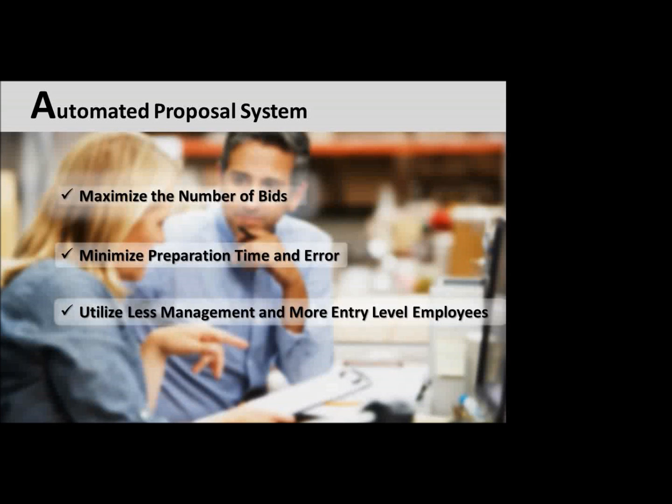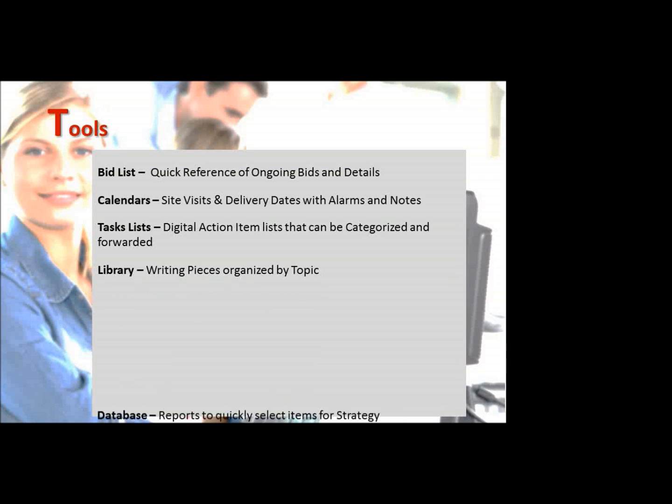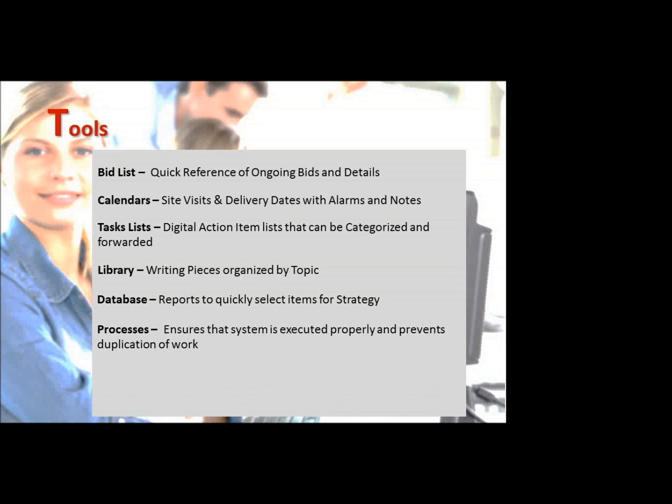This system was developed so that more time could be spent on the actual proposal preparation and less time on proposal tools like the matrix, action item lists, and countless email requests that are hard to track and follow up on. The system uses bid lists, calendars, tasks, writing libraries, database, customized processes, and forms. I'm going to use federal construction as a service for this presentation, but it can be customized for any product or service. This is going to be a quick overview and not a detailed system.